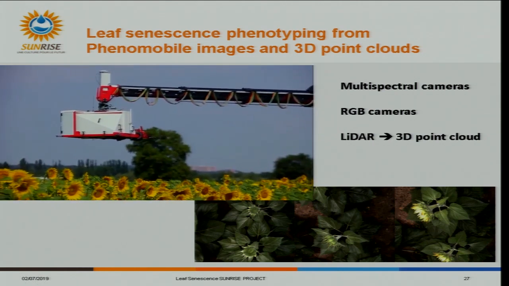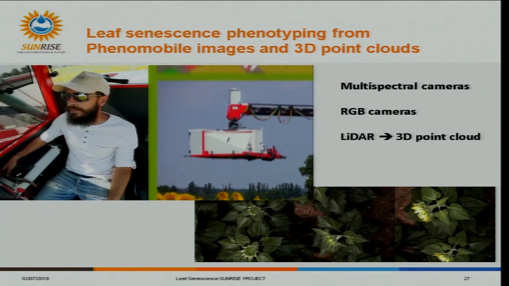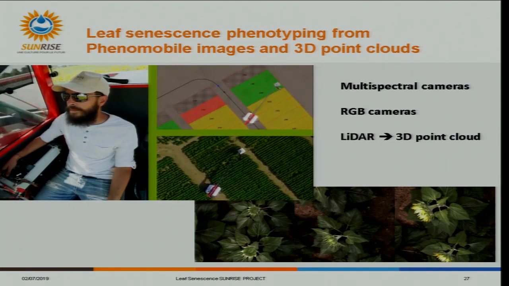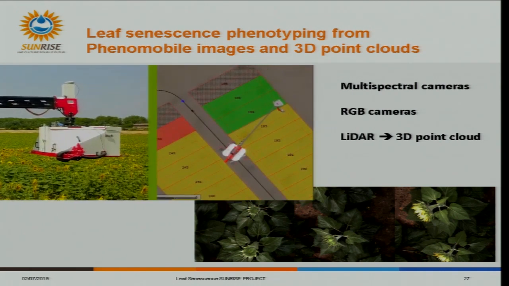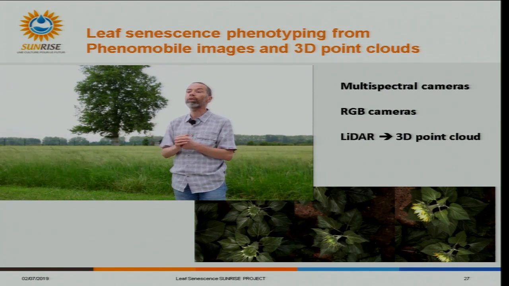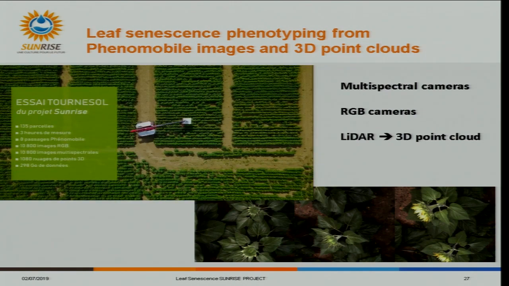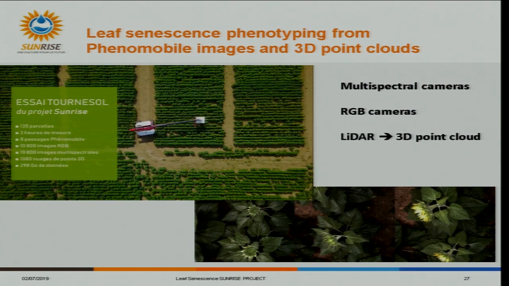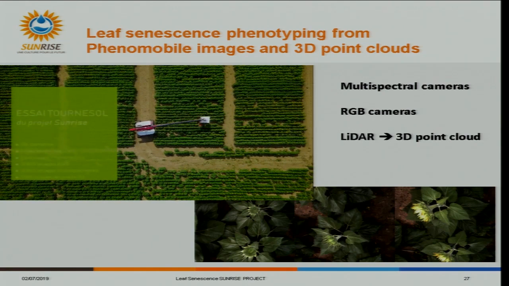We received it at the INRA Toulouse. This is the first one. It's a prototype, and it's been in Toulouse since 2017. A similar Phenomobile was developed on wheat. And here, this is a drone view of the robot that is scanning the sunflower plots.